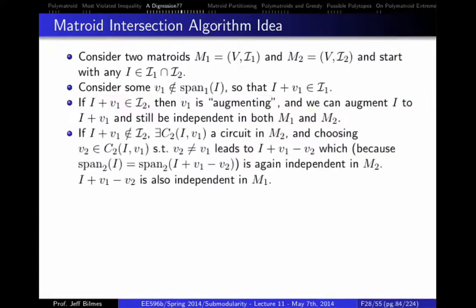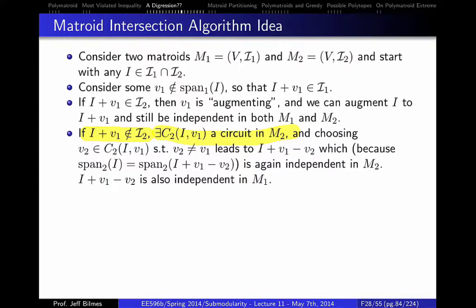Now what happens on the other hand? If it's the case that we've added this v1 and we're independent in I1, but we get into trouble with respect to M2. So in other words, this is what we mean by getting into trouble with respect to M2, meaning that if we add v1 to I, we're no longer independent in matroid 2. Then thanks to the theorem, we know that we've created a circuit. We know we've created at most one circuit. In fact, we know we've created exactly one circuit because we know that we're no longer independent. So there's a fundamental circuit associated with this M2 that has been created. Right?